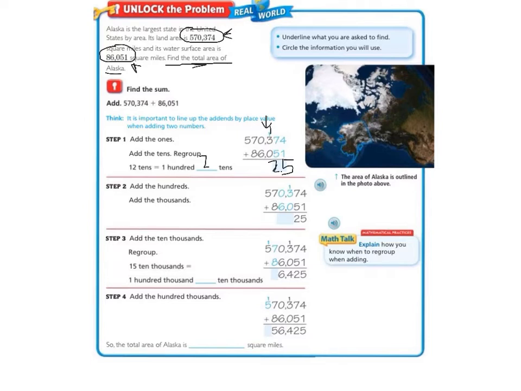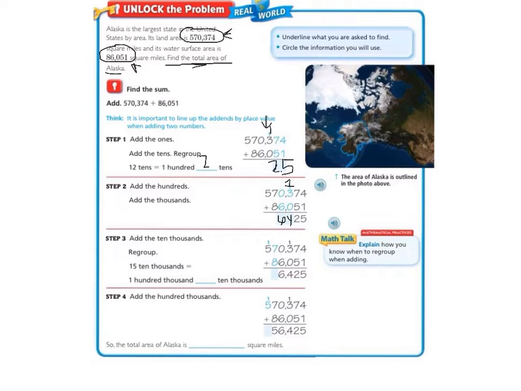Now in step 2, we're going to add our hundreds. Remember this 1 that we carried over, so I have 3 plus 1 is 4. Nothing to carry over this time because it's not bigger than 9. I don't carry over unless it's bigger than 9. It's our next place value of 10. So then I have 0 plus 6, that's just 6.